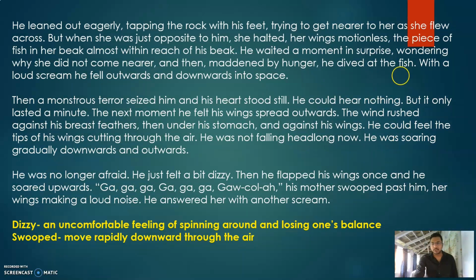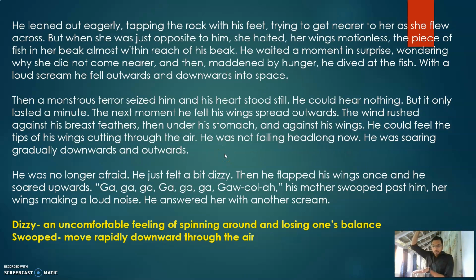The wind rushed against his breast feathers, then under his stomach, and against his wings. So the wind was rushing towards his feathers, towards his breast, and he was feeling all these things for the first time. He could feel the tip of his wings cutting through the air. Now, the wings of the birds are aerodynamically designed by nature. So they cut through the air as soon as the bird tries to fly. He was not falling headlong now. He was soaring gradually downwards and outward.